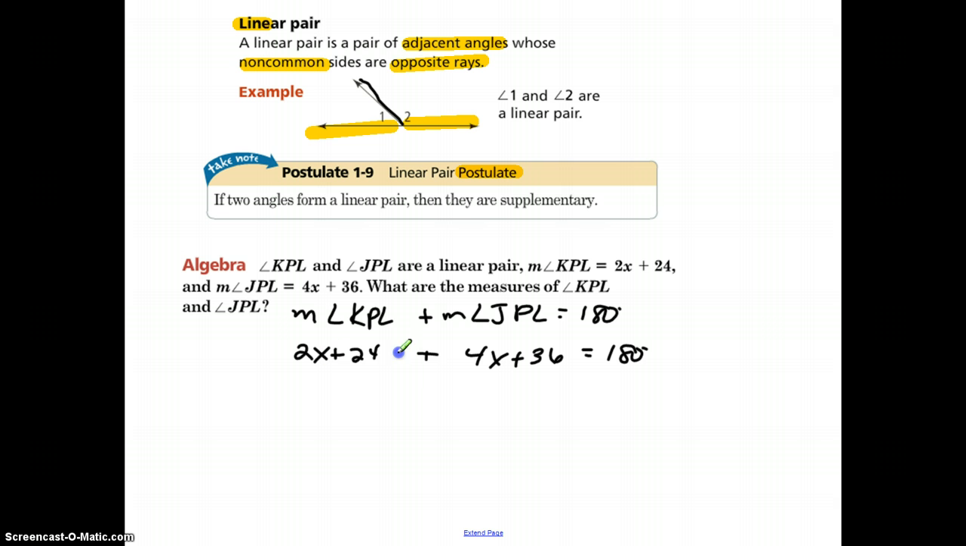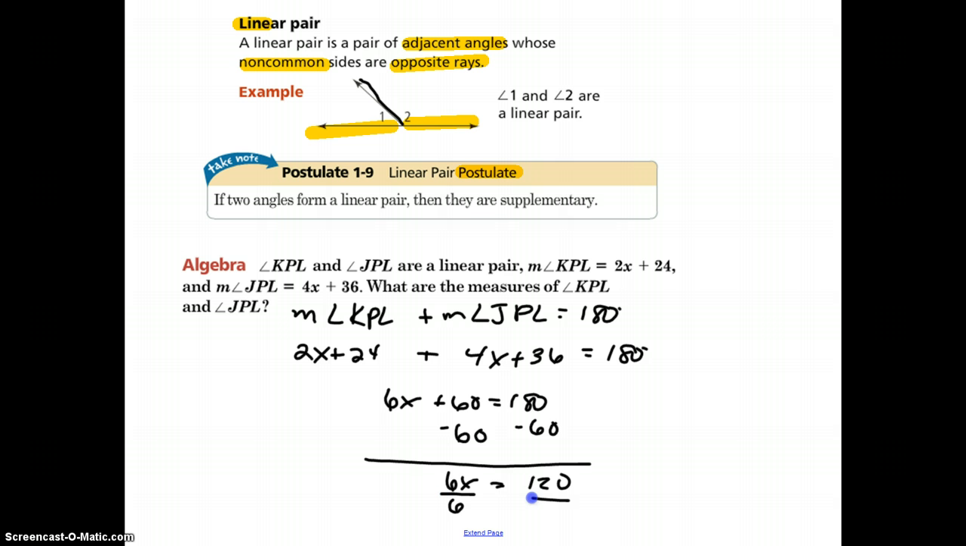So let's combine like terms. 2x and 4x is a 6x. 24 and 36 makes a 60, equals 180. To solve this, I'm going to subtract 60 from both sides. And I get 6x equals 120. Divide both sides by 6, and I get that x equals 20. Yay! But that wasn't the question. So you have to go through and make sure you answer your question.